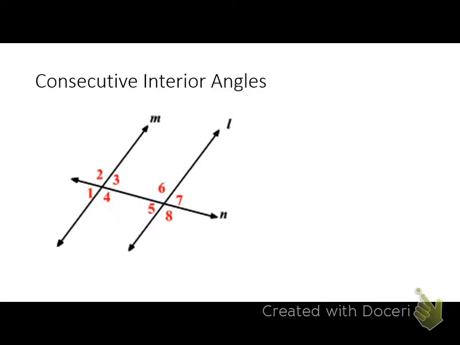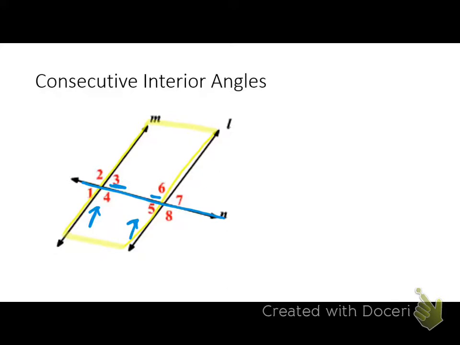All right. So what numbers are on the inside of my picture? 3, 4, 6, and 5. So name an angle on the inside. 3. What is 3 consecutive interior with? 6. They're on the top of the transversal, and 4 and 5 are on the bottom. Okay, perfect. You're going to take out your whiteboard.